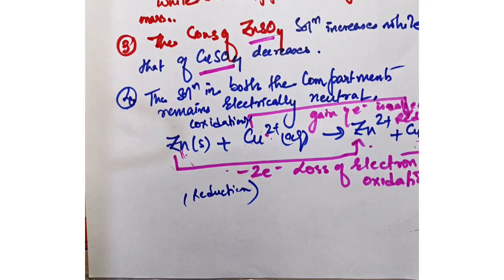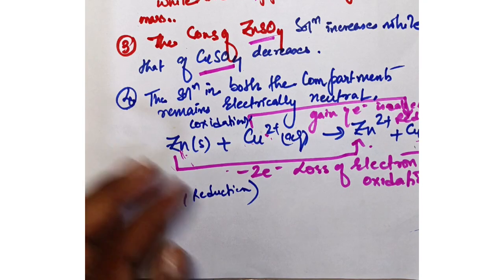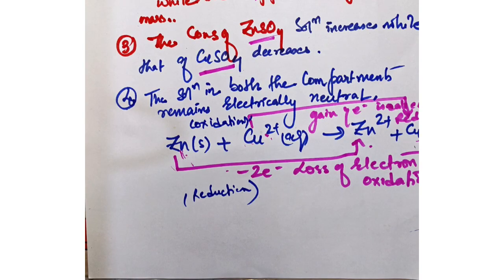Okay, so we have discussed everything about the electrochemical cell. I have not touched much on oxidation and reduction, because we have already covered them in the topic of redox reactions. Next we will go for electrode potential in the next video.